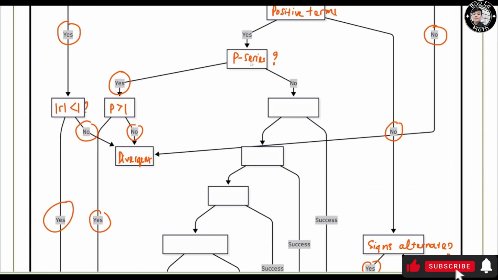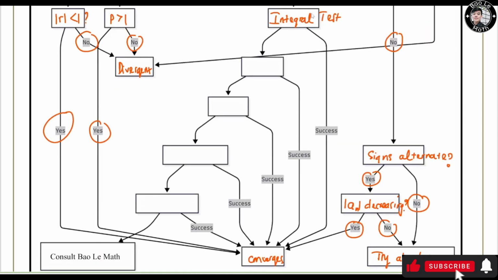Now, what if the series right here is not a P series? Think about the integral test. If this one works, the series converges. If you cannot use the integral test, think about the ratio test. If you succeed, then the series converges. If you cannot use the ratio test, think about the root test. If you succeed, then the series converges.